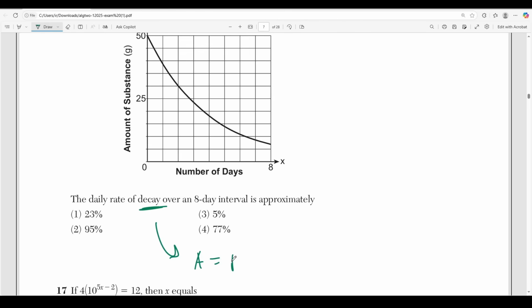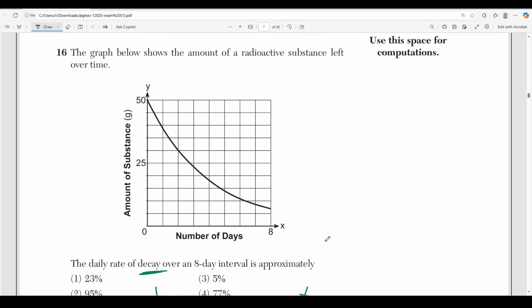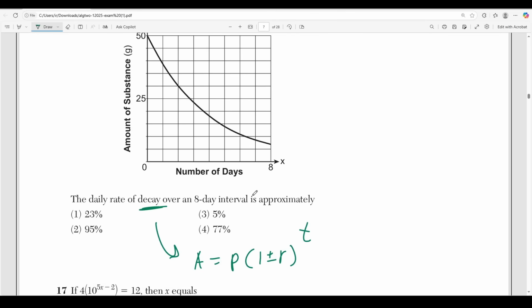A, or the amount that's left, is equal to P, the initial, times 1 plus or minus the rate of decay to the power of time. Okay, so how can you figure this out? Well, you know that this is an exponential function, so you let your calculator do the rest of the work for you.